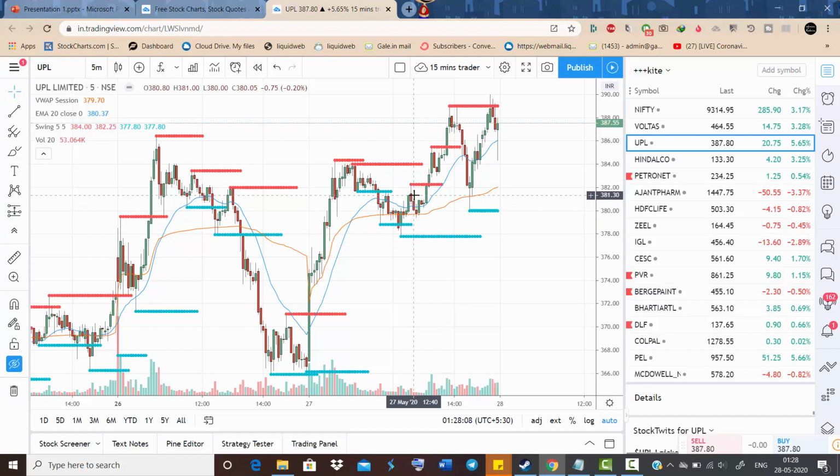So you can just calculate: 381, 377.5, you can see 3.5 points. You can easily get another 3.5 points. You can see 381, like 2.5 points over here plus 1 point. There are a lot of chances you get a 1:1 ratio, or the probability is higher to hit this day high. You can book some partial profits here, and later you can find good entry points to enter the trade.